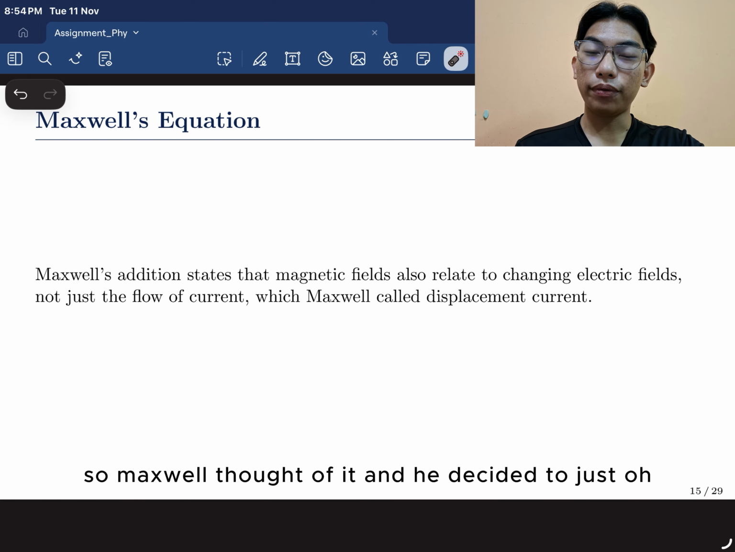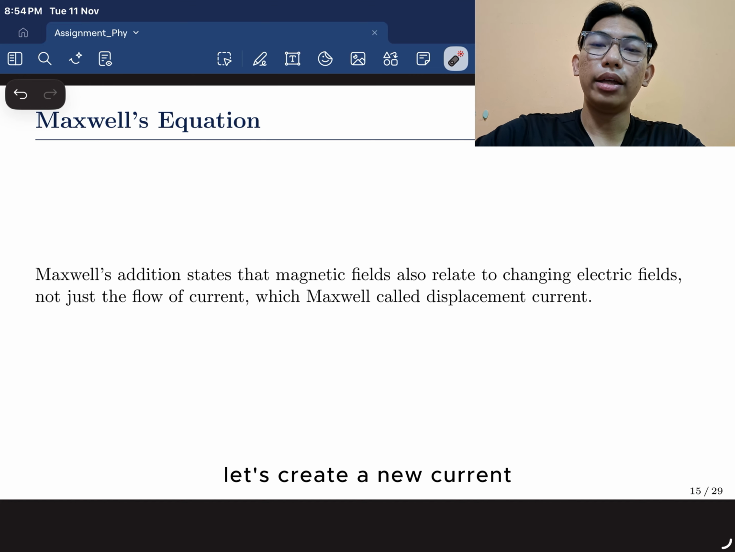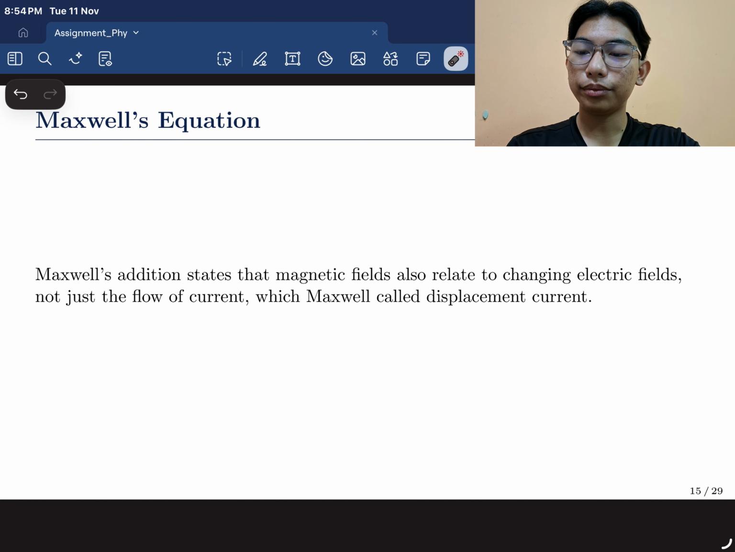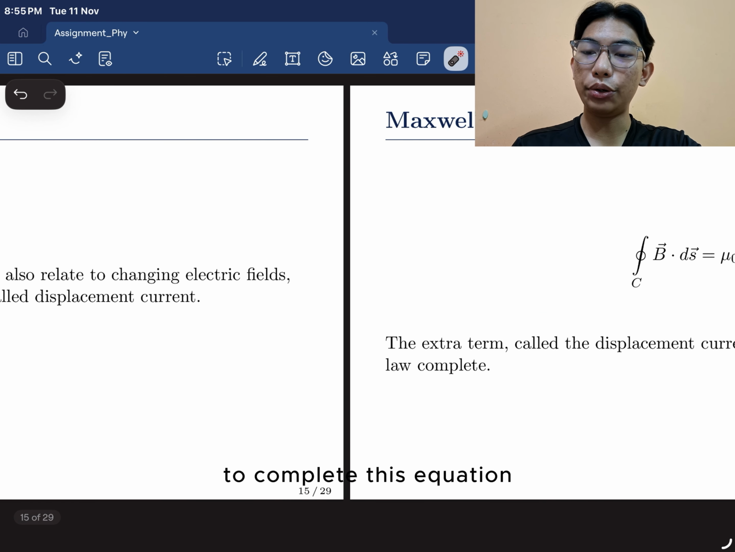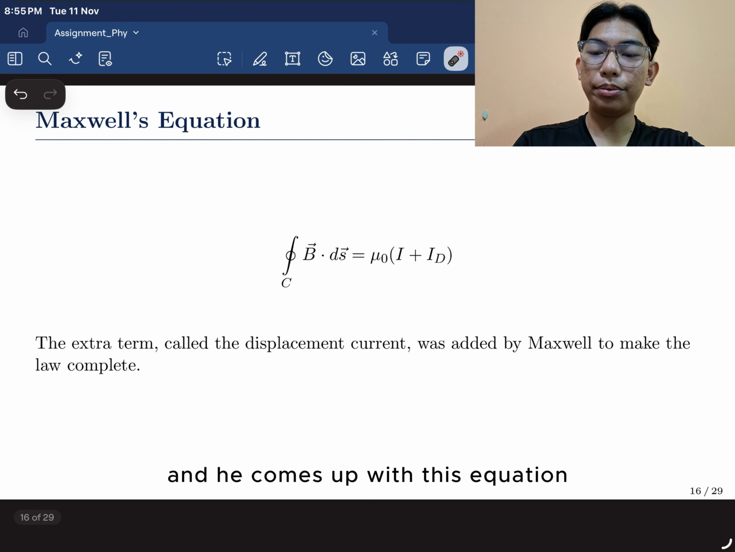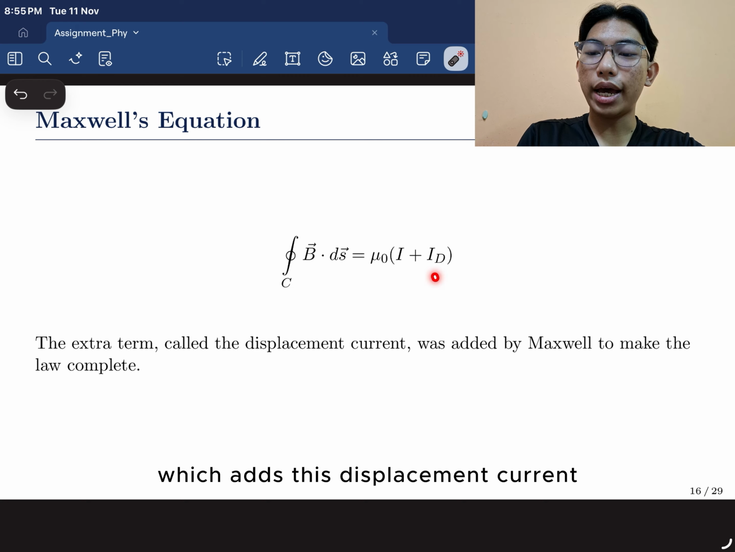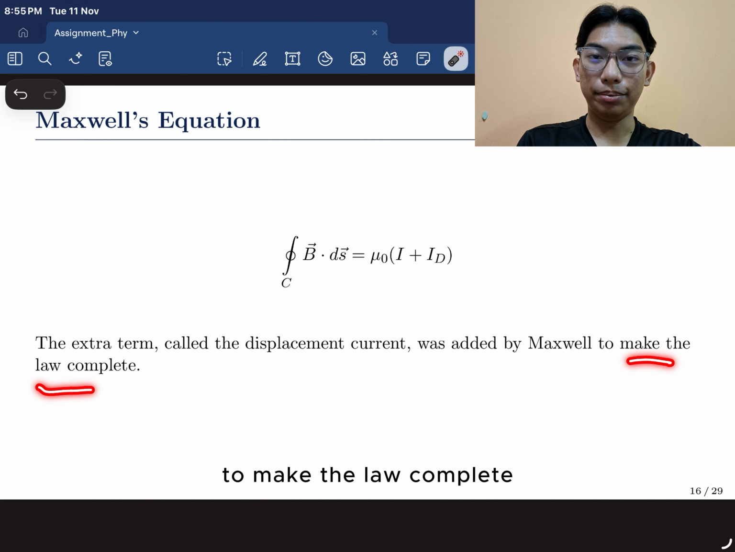So Maxwell thought of it, and he decided to create a new current that is called a displacement current to complete this equation. And he comes up with this equation, which adds this displacement current to make the law complete.